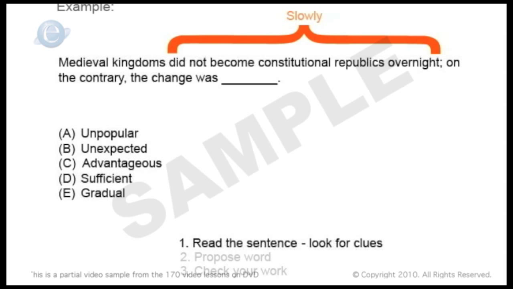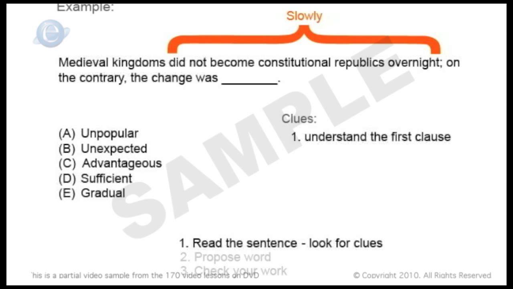So we know that a change occurred in something, and that change was gradual. We're told that in this very first part: medieval kingdoms did not become constitutional republics overnight. They changed slowly. And then after the semicolon, it actually goes in and explains that in more detail. On the contrary, there's your second clue. So actually, it's your third clue. The first clue is understanding what the first part says, that this change did not happen overnight. In other words, it was gradual.